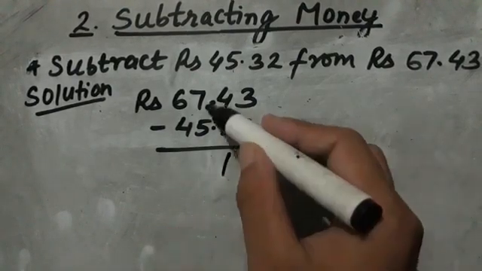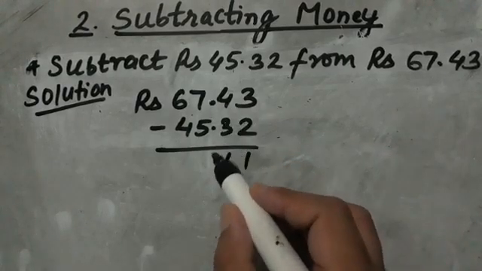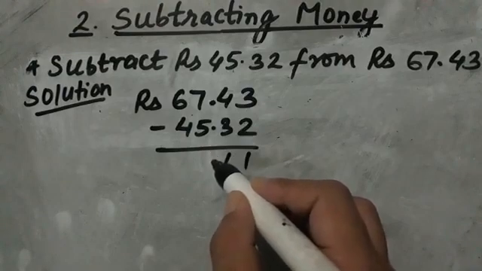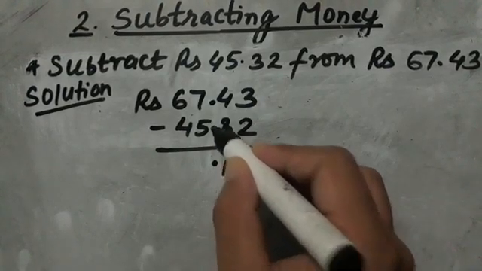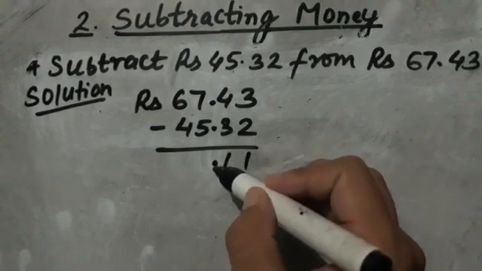Now we can see decimal. So in the result also we have to keep decimal maintaining straight up, or we have to keep the decimal just below the previous one.